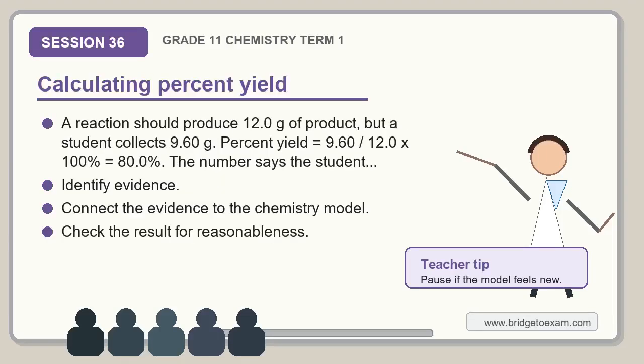Now, let's work an example. Calculating percent yield. A reaction should produce 12.0 grams of product, but a student collects 9.60 grams. Percent yield equals 9.60 divided by 12.0 times 100%, which is 80.0%. The number says the student collected 80% of the predicted maximum. Notice how the answer comes from evidence and reasoning, not from guessing.